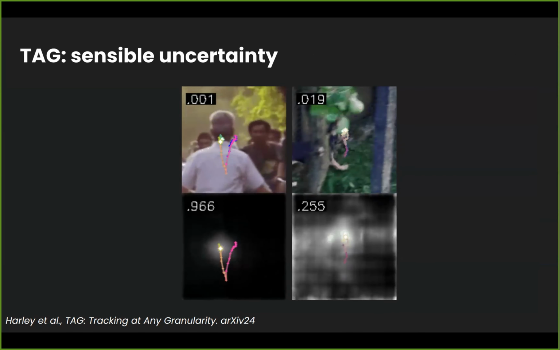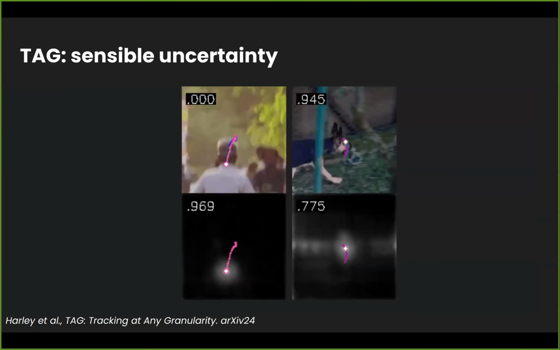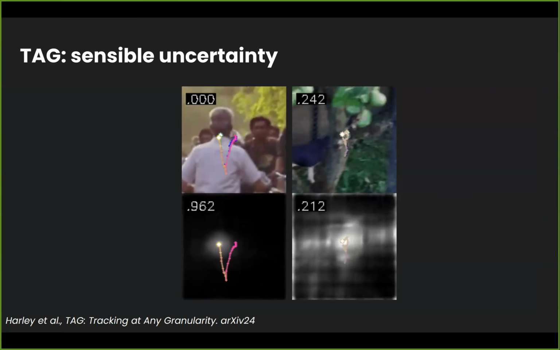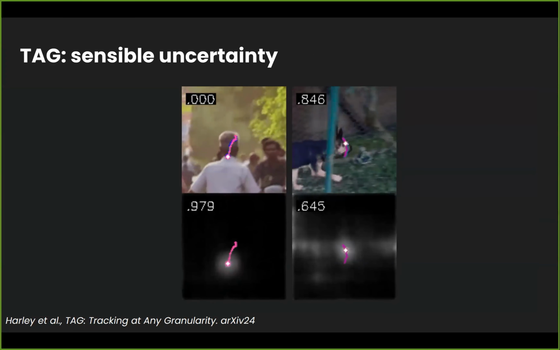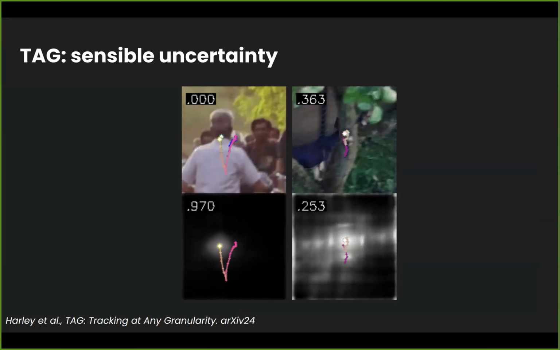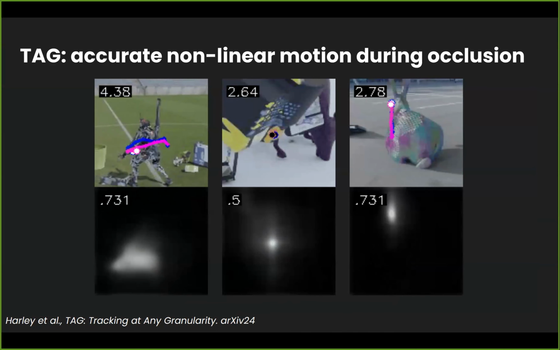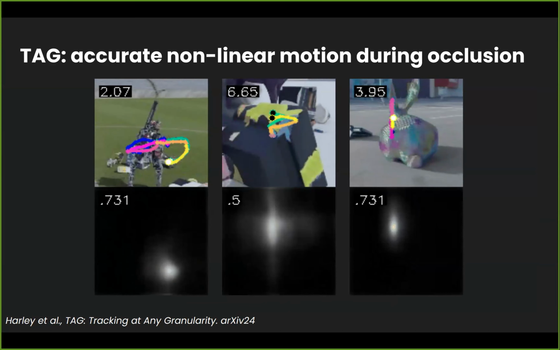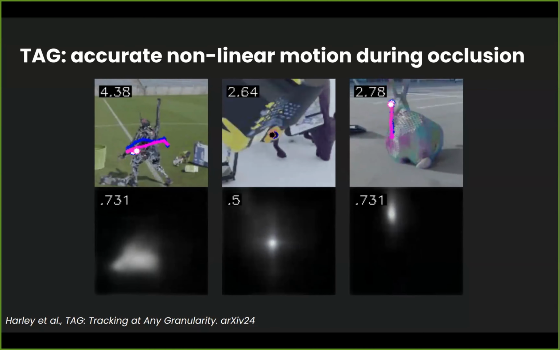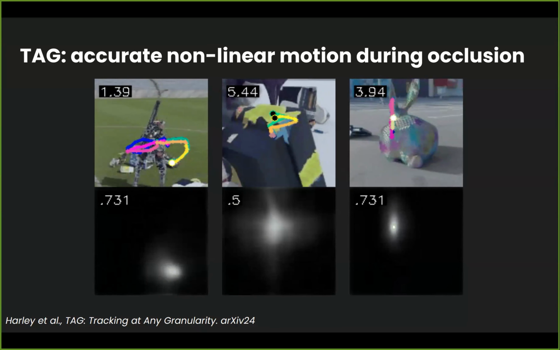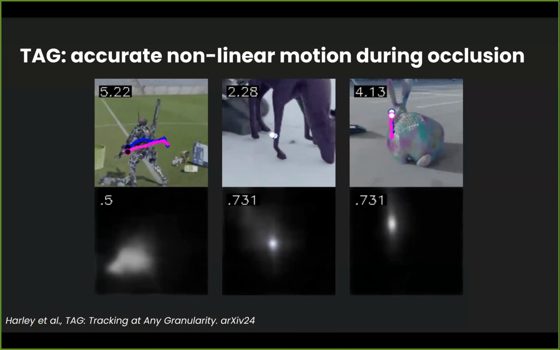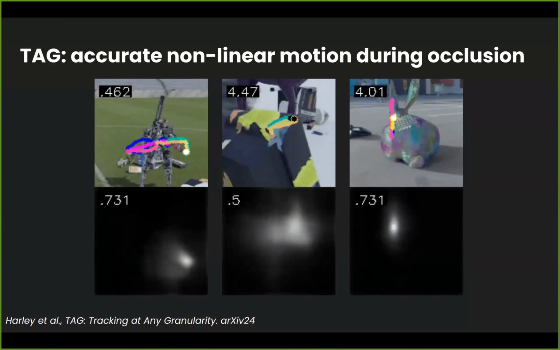And so we find that TAG learns to estimate uncertainty in a very nice and sensible way. So you see on the bottom the uncertainty of the key points flares up when the key points get occluded, which is very nice to see. We also find that TAG learns accurate nonlinear motion during occlusions, as we see with the key points on the robot on the left or on the bunny on the right, and the way they move.